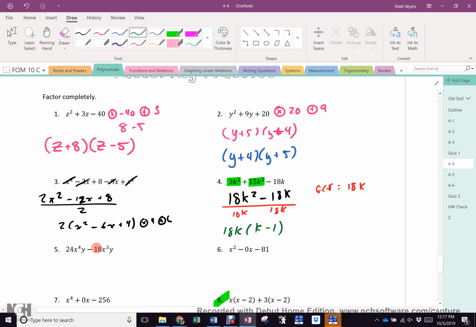GCF here. GCF of 24 and 18 is 6. How many X's can I get out of the first one? 3. Well, that's the answer, is 3. So you jumped the gun.